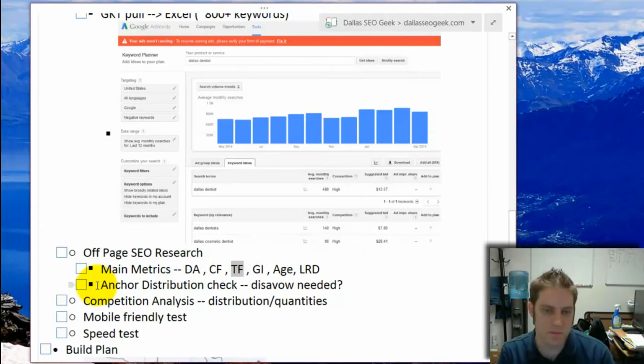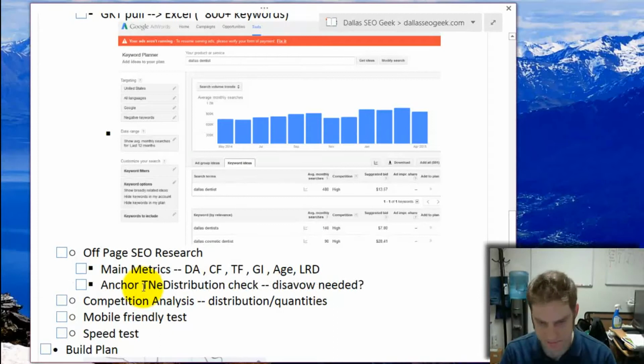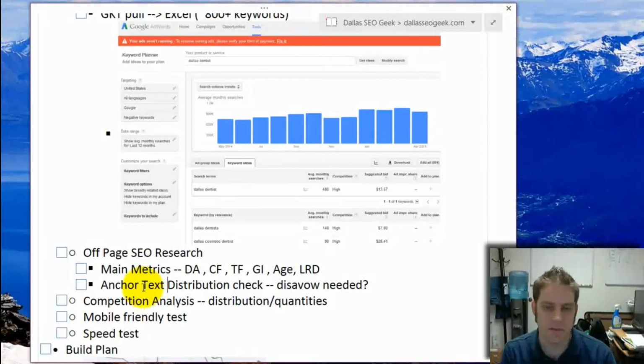So there's another part of off-page called anchor text. Anchor text has to do with, let's say this was a link to a site, and it was underlined and bolded on a website, and I were to click on it. The anchor text here would be the text distribution.